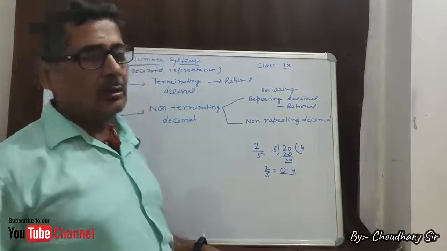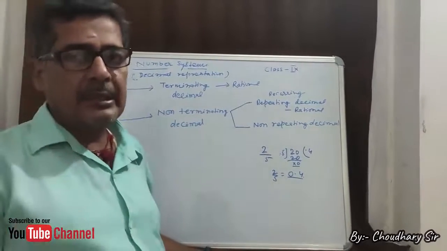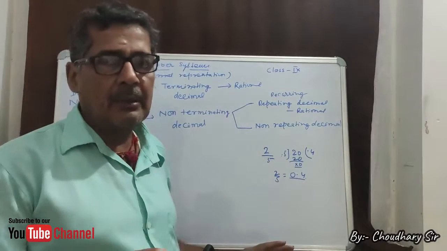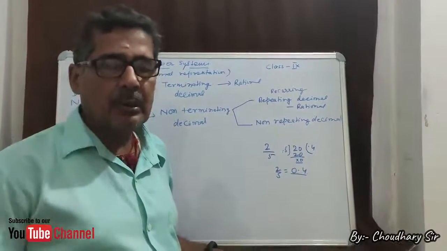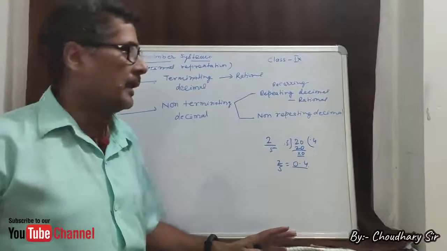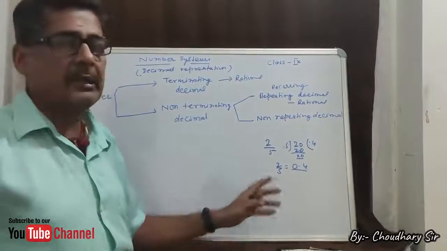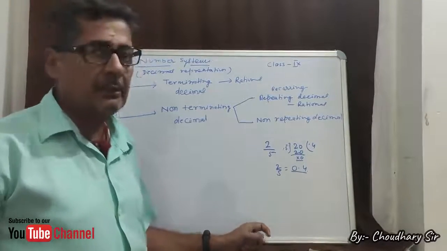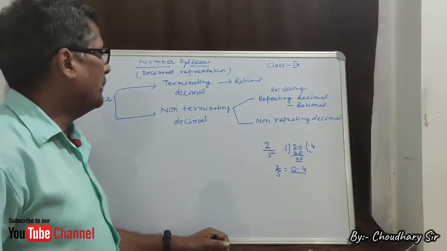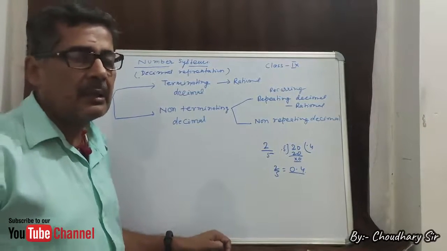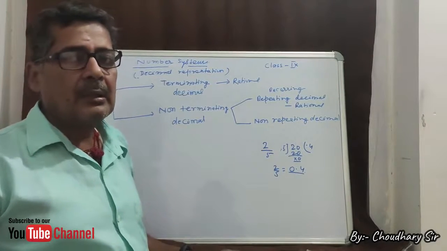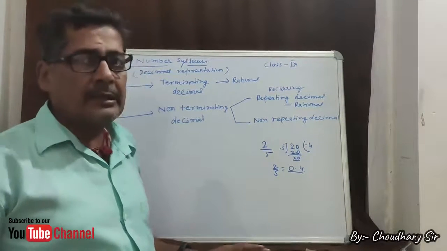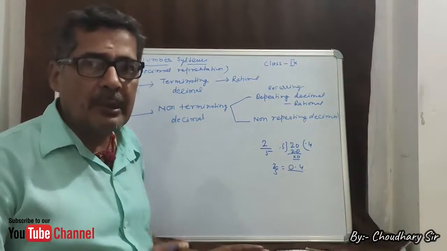So you know about the terminating decimal. After some decimal digits, the remainder will be 0. If the remainder is 0, then that fractional number is called a terminating decimal. Non-terminating decimal: if we divide the number by a divisor, after any number of steps the remainder will not be equal to 0.